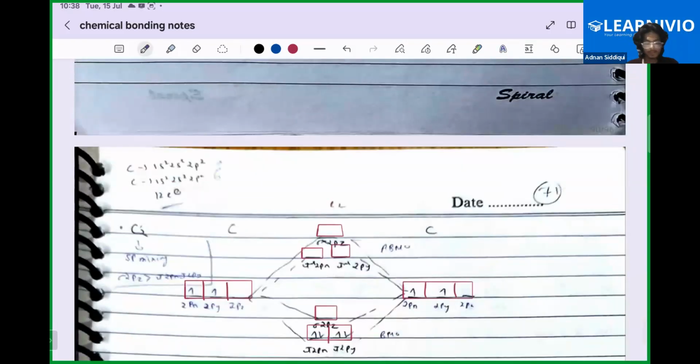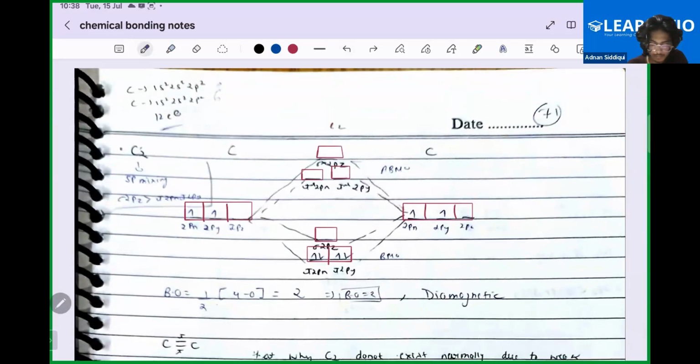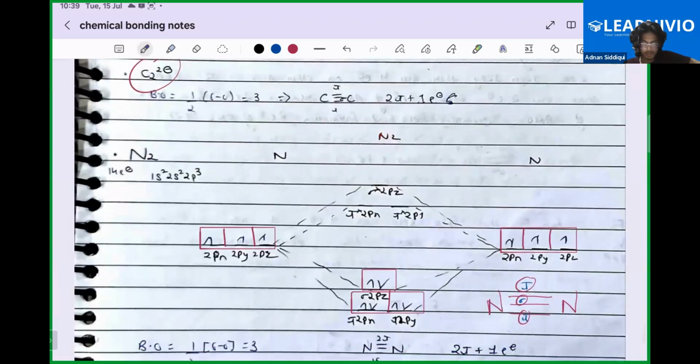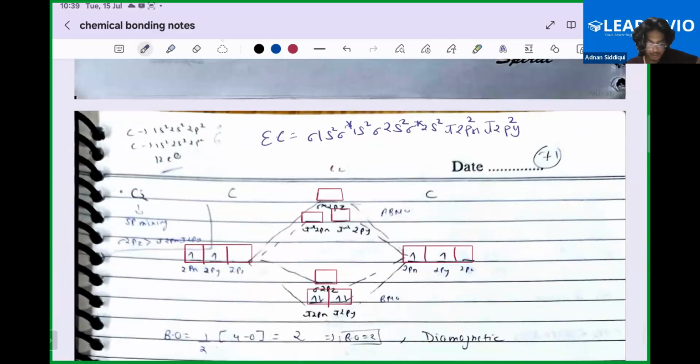Let us do this one as well. How will C2 start? 16 electrons. Sigma 1s2, sigma star 1s2, sigma 2s2, sigma star 2s2, then pi 2px, then pi 2py. Then pz won't come because it's empty. So similarly, we will do the next one.